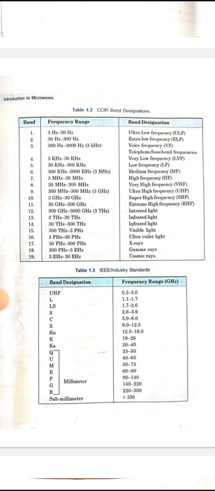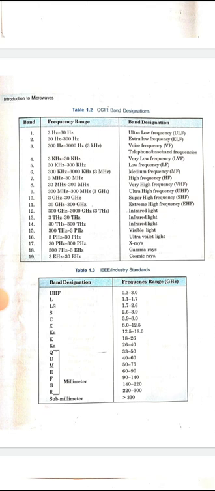Then 3 kilohertz to 30 kilohertz is very low frequency, 30 kilohertz to 300 kilohertz is the low frequency band, that is LF, 300 kilohertz to 3 megahertz is the medium frequency band MF, and 3 megahertz to 30 megahertz is the high frequency band called HF. 30 megahertz to 300 megahertz is the very high frequency band called VHF. Then 300 megahertz to 3 gigahertz is ultra high frequency, UHF, and 3 gigahertz to 30 gigahertz is super high frequency, called SHF.